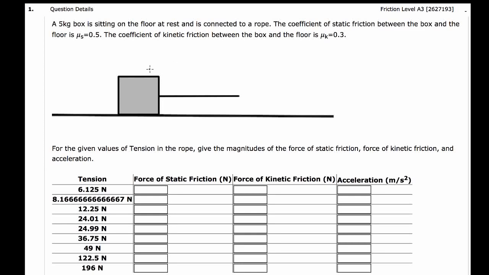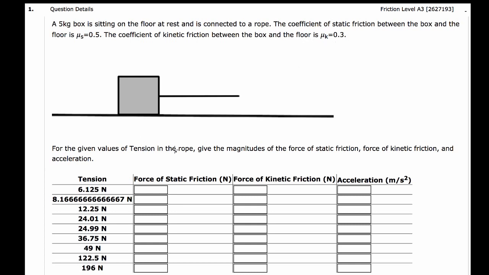So check out this question. It's number 1 off the WebAssign. A 5 kilogram box is sitting on the floor at rest and it's connected to a rope. The coefficient of static friction between the box and the floor is 0.5. We'll talk about what this symbol means. The coefficient of kinetic friction between the box and the floor is 0.3.